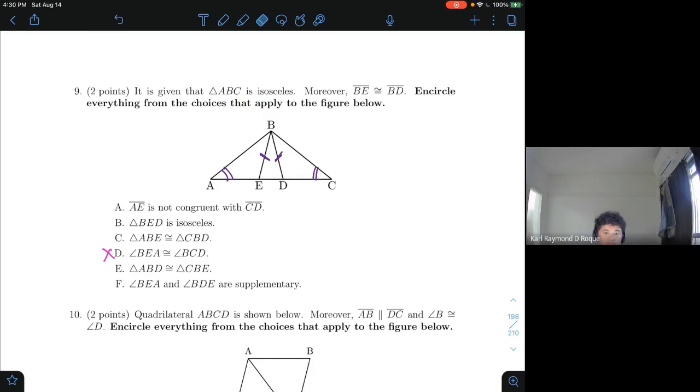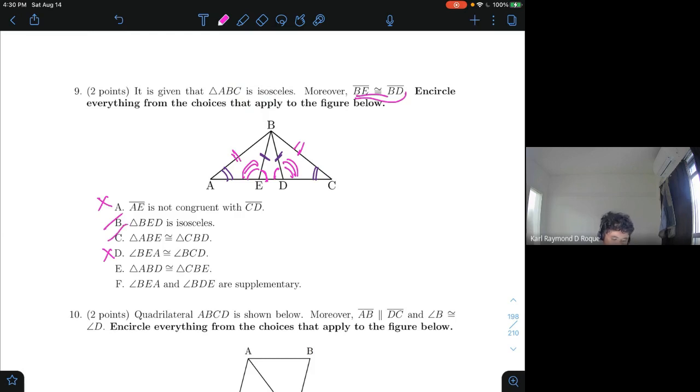Okay, what else? Isosceles ito. So, di ba, pareho yan ng angle measure. So, dapat ito rin pareho. Triangle BAE congruent to triangle BCD by SAS. So, marami na tayong masasabi. Not true. BED is isosceles. Yes, kasi nga, BE is congruent to BD. Ito rin, congruent yan. Triangle ABE is congruent to triangle CBD. Yes, if we check the order, tama. Congruent yan by SSA. Okay.